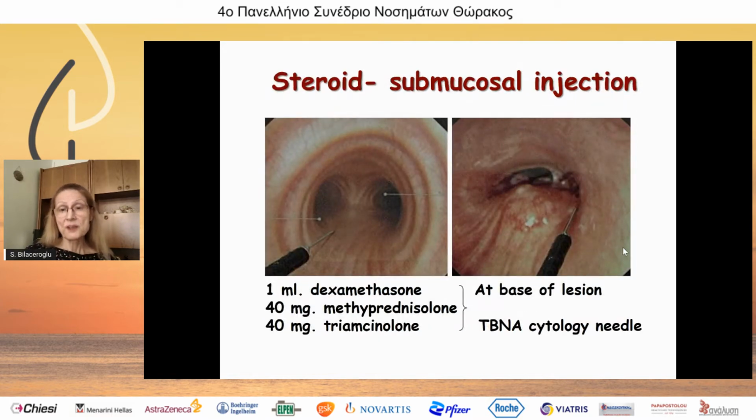From time to time, if required, we can inject steroids, dexamethasone, methylprednisolone, triamcinolone, at the base of the lesion by using our conventional transbronchial aspiration needle as seen in the picture. And of course, we have to do proper anti-TB treatment. These are just palliative procedures if the patient is symptomatic due to this endobronchial involvement.